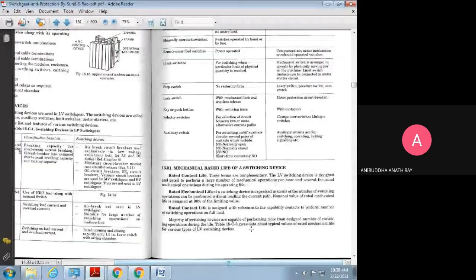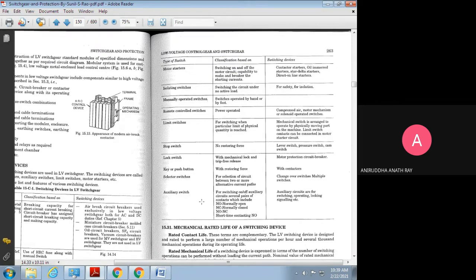Again, these are a few more terms, contact life, and this is not required as far as the syllabus is concerned. Contact life means the LV switching device is designed and rated to perform a large number of mechanical operations per hour and several thousand mechanical operations during its operating life. That's called contact life. These terms are complementary. Those switching devices which are rated for low voltage are designed and rated to perform a large number of mechanical operations in 1 hour and several thousand operations during their operating life. This is all about the mechanical.